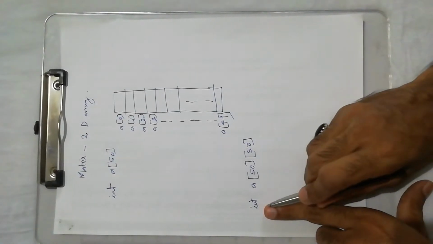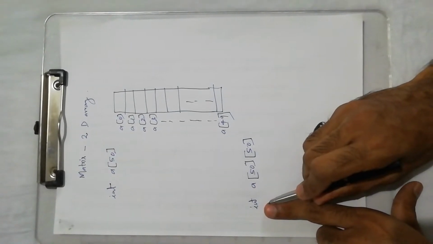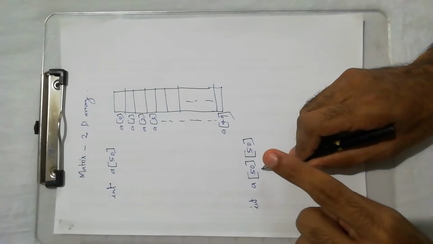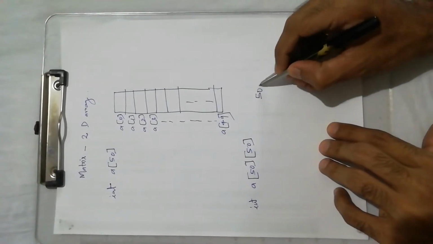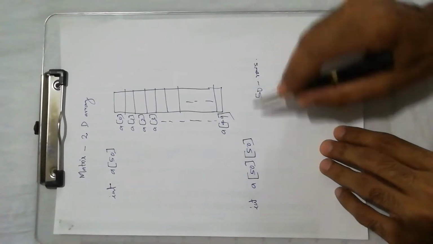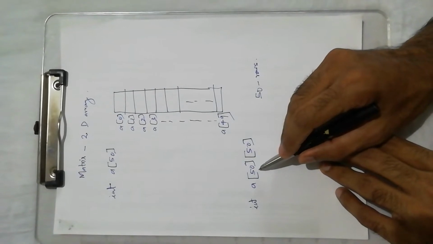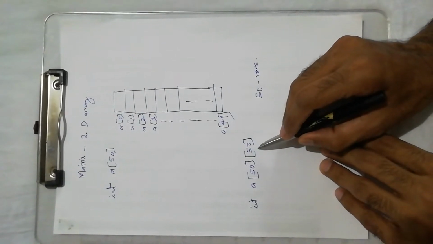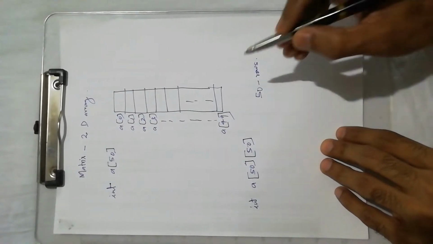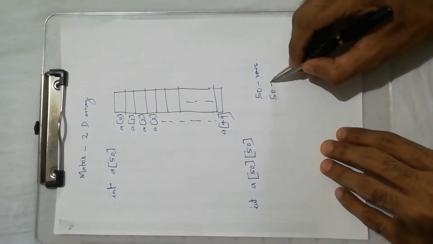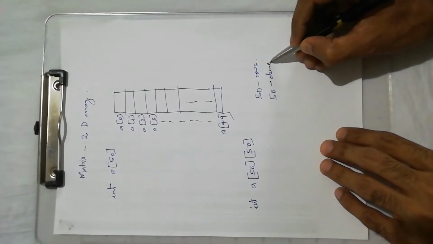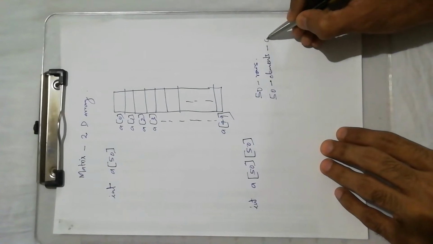A is an integer matrix having a maximum of 50 rows. In each row we can store 50 elements or 50 values, or 50 columns.